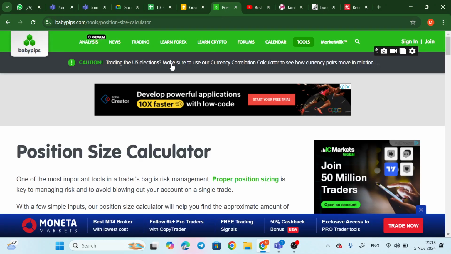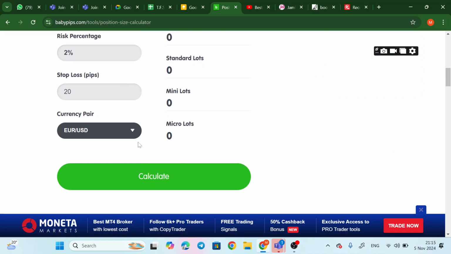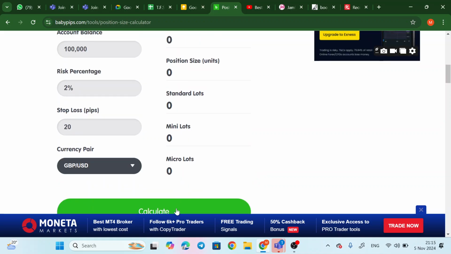There, I will now enter my account balance. Let's say I have $100,000. I'm risking 2% maximum per trade. Let's use a stop loss of 20 pips. Remember, stop loss depends on your strategy, but now that we have not learned about that, just use a fixed stop loss of 20 pips. My currency, we are trading GBP USD, and then I will click calculate.